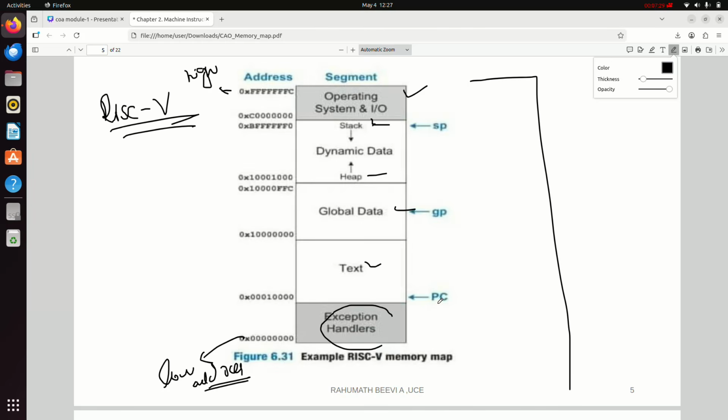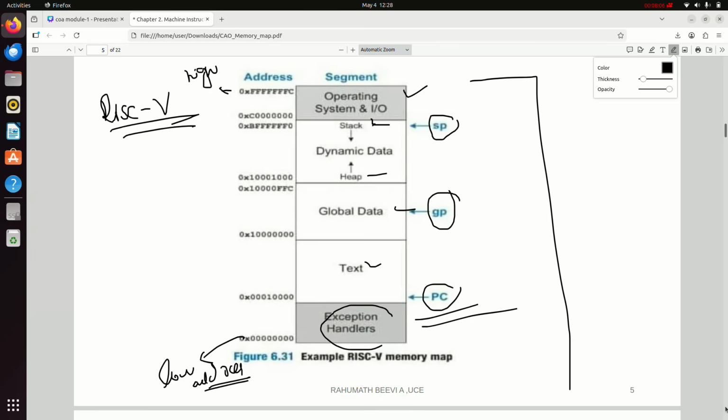At the high address you have the IO devices and operating system. Then you have the stack, then some space for the heap part, and then the global data part, the text, and last the exception handler. You also have to see that there are some pointers. For the stack you have the SP pointer, for global data you have the global pointer, and for the text and exception handlers, the program counter, PC pointer, is there.